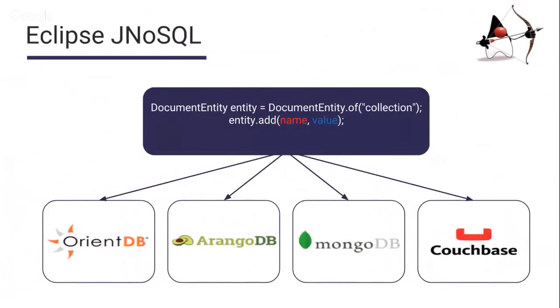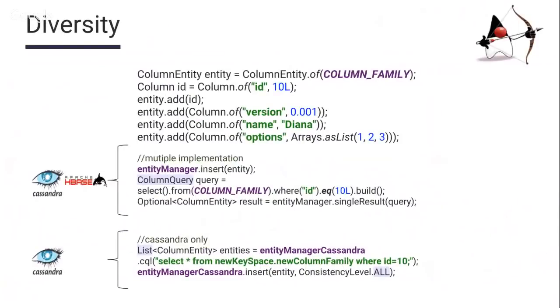Why not just use one interface and each provider implements it this way? That's what we are looking for. And again, diversity matters. So we can see here some interfaces that have multiple implementations, and also something that belongs just to Cassandra, such as CQL, because CQL means Cassandra Query Language. And the last line here is a consistency level that just belongs to Cassandra.